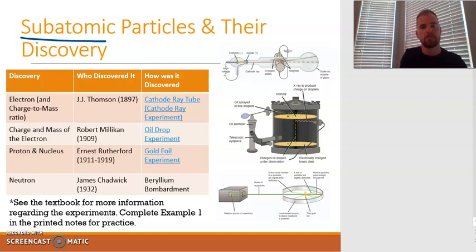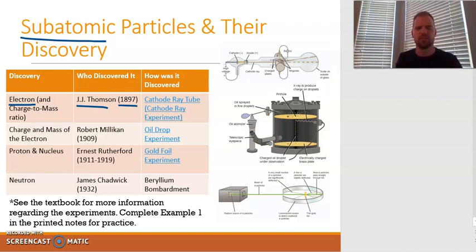The very first subatomic particle that was discovered was the electron, and more specifically the charge to mass ratio. We'll talk about that in just a moment. This was discovered around 1897, right before the 20th century, by a scientist named J.J. Thomson. J.J. Thomson did this using a cathode ray tube, which was then known as the cathode ray experiment.